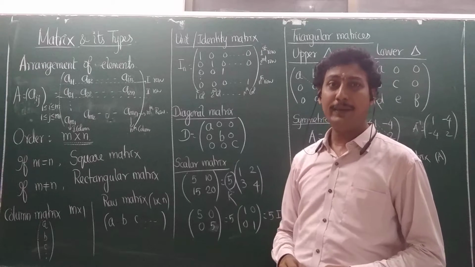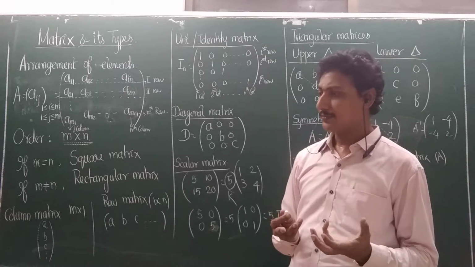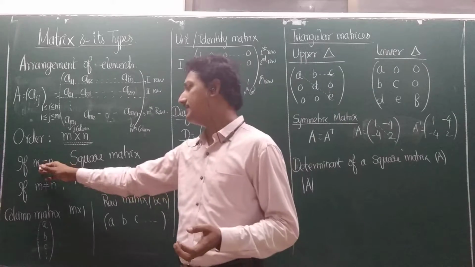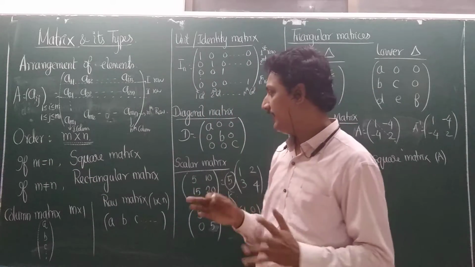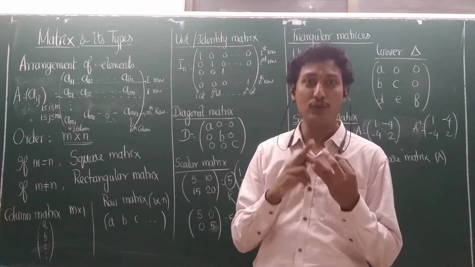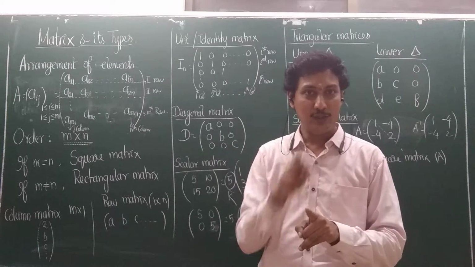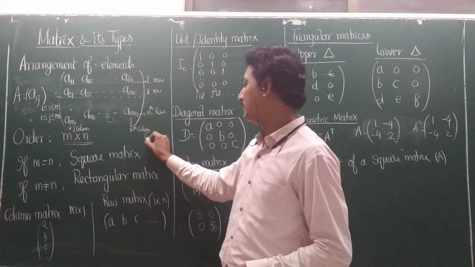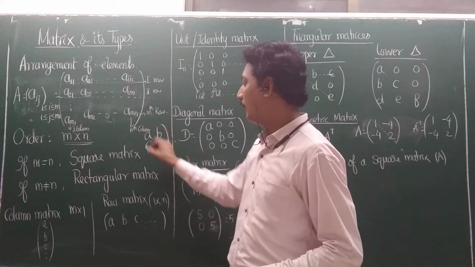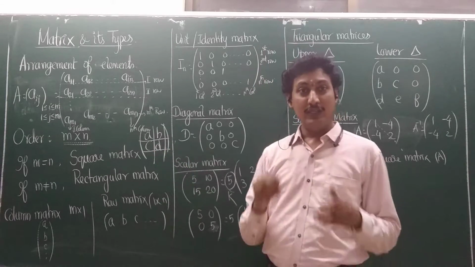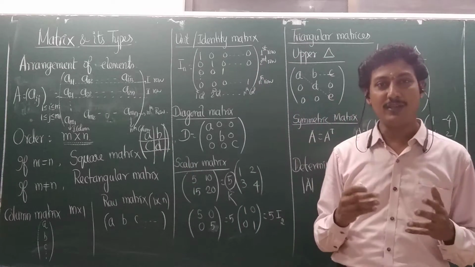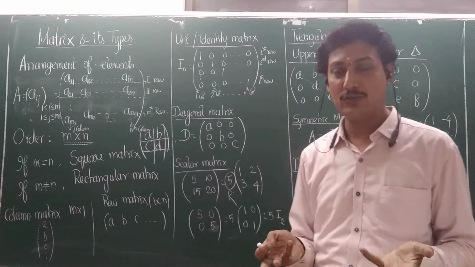What about m and n? They are only numbers, isn't it? Suppose m and n are the same, so the number of rows and number of columns are the same. What does that mean? We get a square matrix, because 2 rows, 2 columns, so they are equal. For example, a, b, c, d. How many rows are there? 1, 2: 2 rows. How many columns? 1, 2: 2 columns. So the number of rows and number of columns are the same. It is called a square matrix.